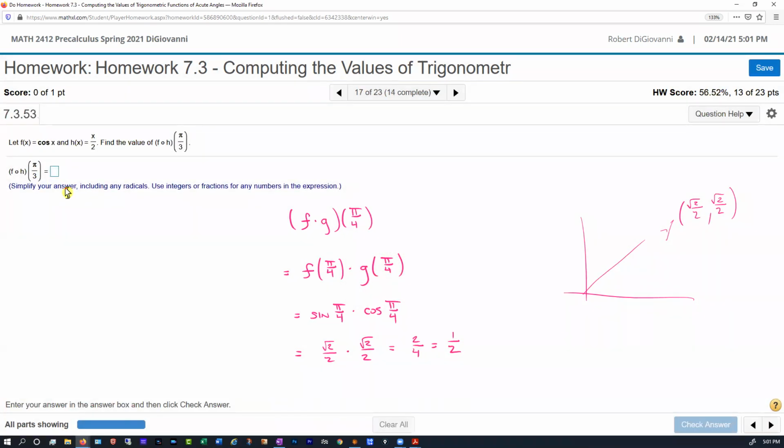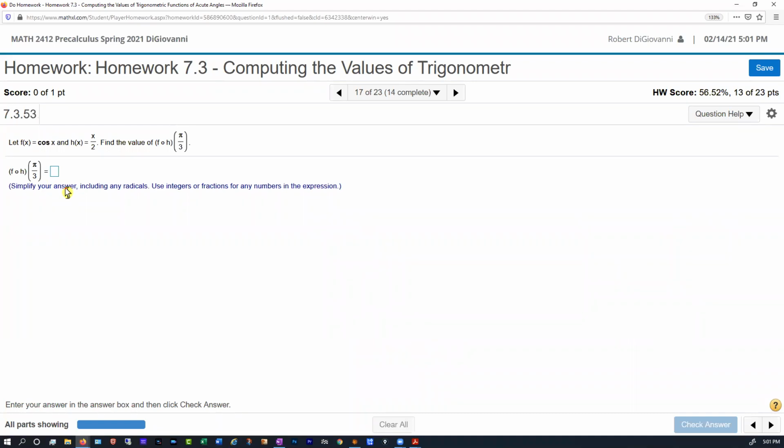All right. Okay, so now we do composition. So here we have that we want to find f with the little o in front of it, f of h of pi over 3. So what this means is we're going to take f. Inside of f, we're plugging in the h function, and inside the h function, we're plugging in pi over 3. So what is the h function? It's x over 2. So that means all we're going to do is take pi over 3 and divide by 2.